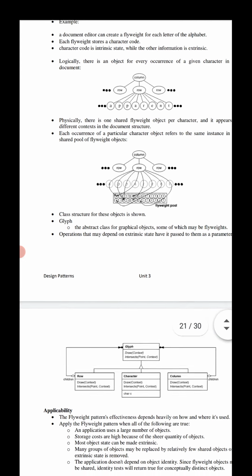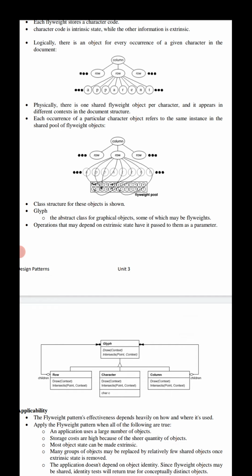Here look below, we look at the class structure. The class structure for these objects is shown below. Glyph. What is a glyph? Glyph is an abstract class for whatever graphical objects are present in the document structure, some of which may be flyweights. We use sharing to support a large number of objects at fine granularities efficiently. So the operations that may depend on extrinsic state have to be passed to them as a parameter.